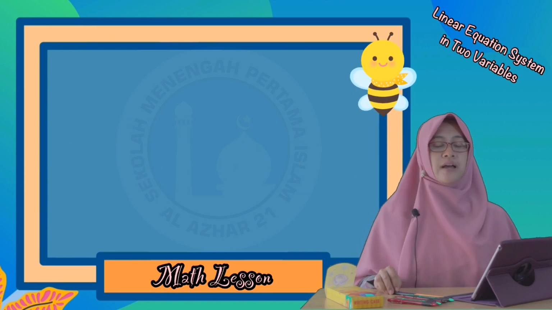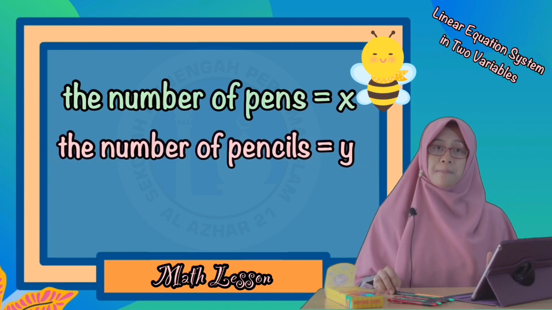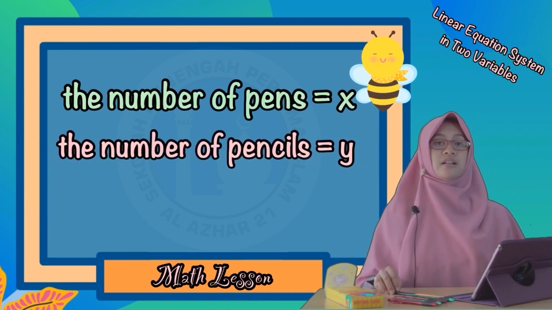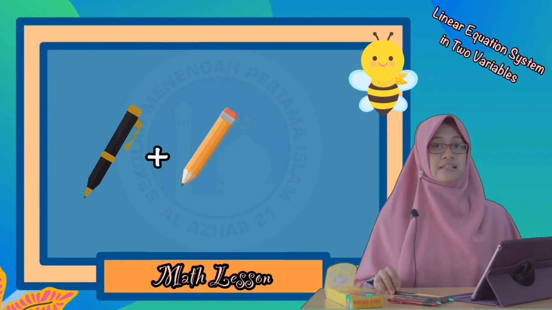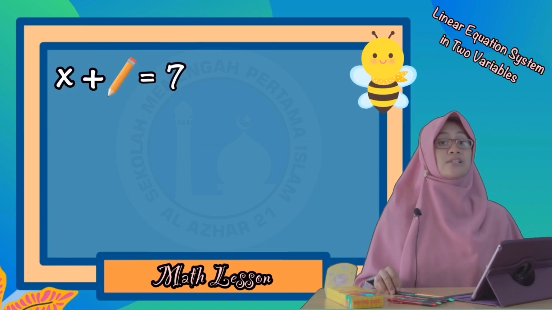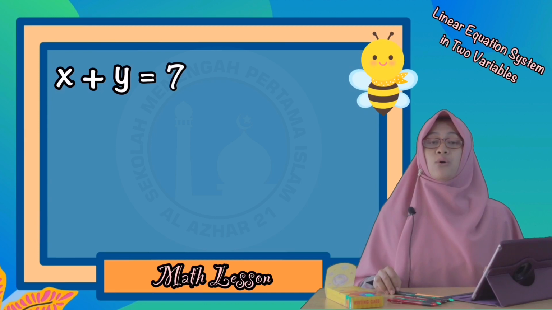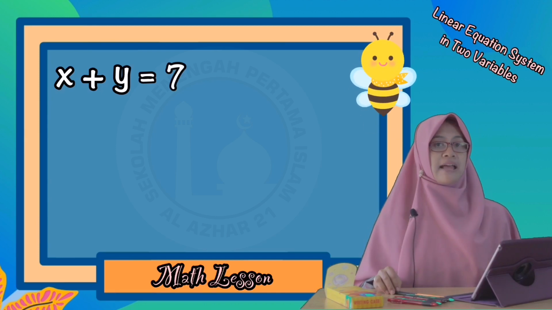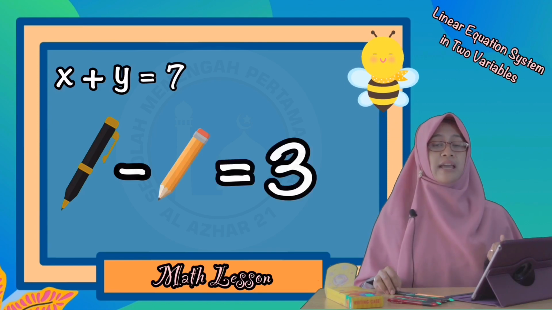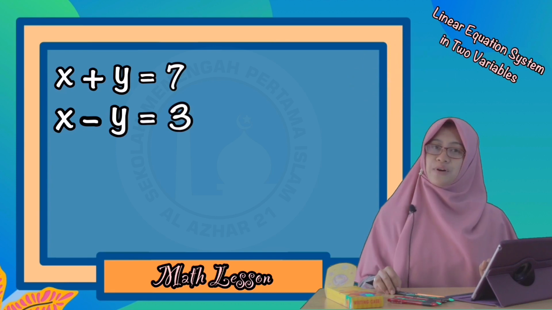Let's denote the number of pens by x and the number of pencils by y. So from the first information, we know that the total of the numbers of pens and pencils is 7. So we will get the equation x + y = 7. And from the second information, we know that the number of pens is 3 more than the number of pencils. So we can make the equation x - y = 3.